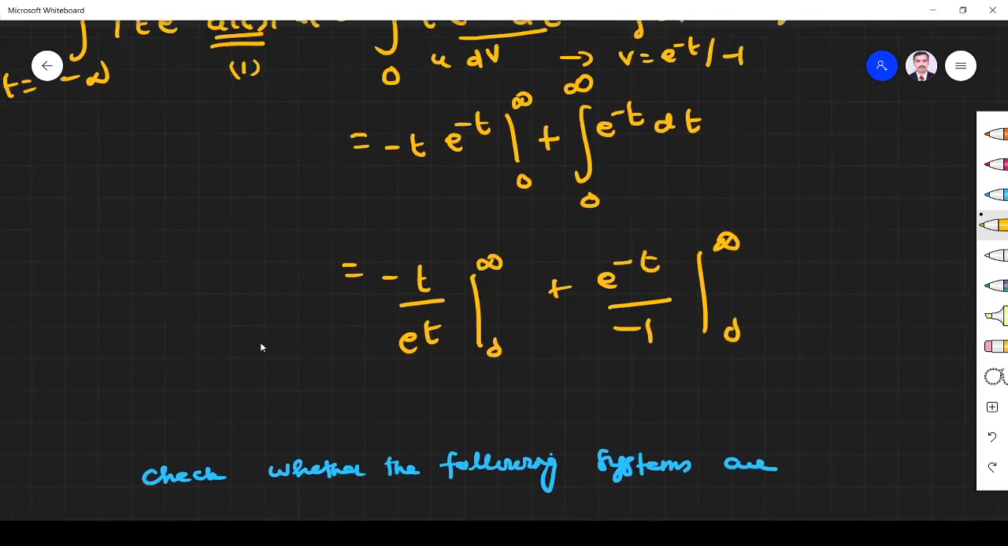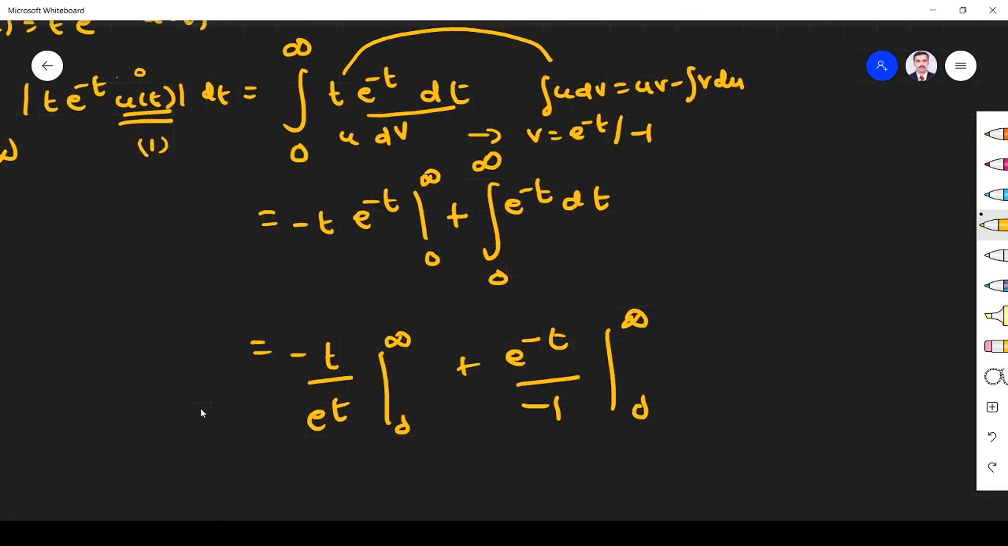Okay, so here what is the problem? When you substitute t is equal to infinity, what will happen? It is infinity by infinity, so we cannot do it directly. Whenever you have infinity by infinity, you have to use L'Hospital rule: differentiate numerator and differentiate denominator individually. So what will happen?